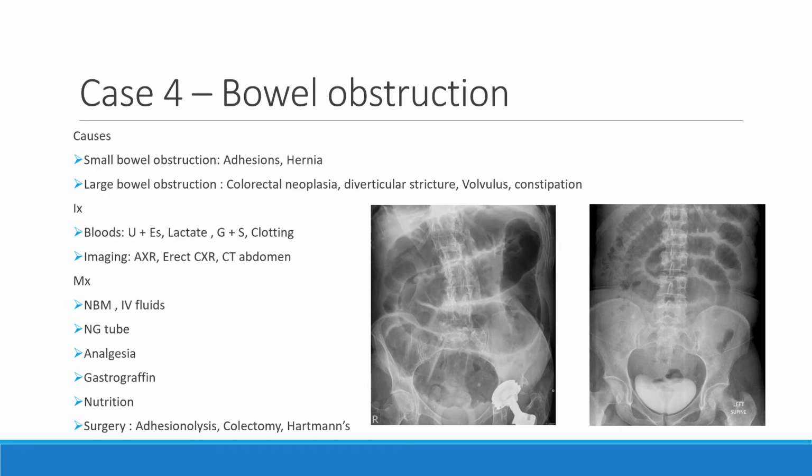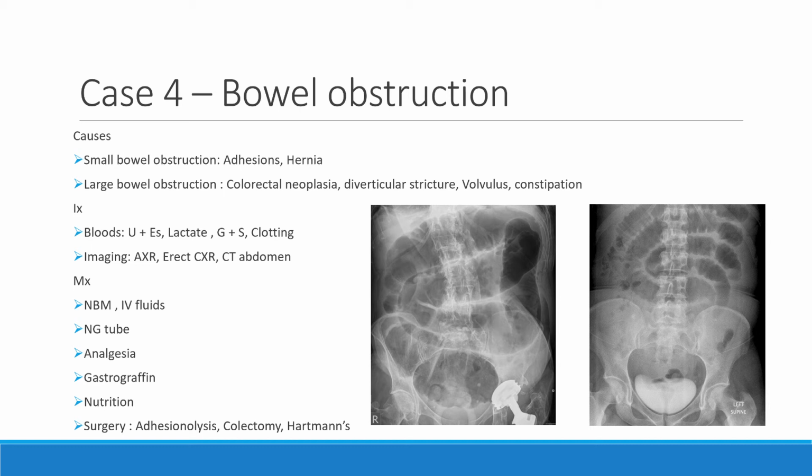So let's talk about bowel obstruction. You probably see this, especially as an F1 in general surgery. The causes can be categorized based on small bowel and large bowel obstruction. Small bowel obstruction causes are adhesions and hernia. Large bowel obstruction causes are colorectal neoplasia, diverticular stricture, volvulus, and constipation.